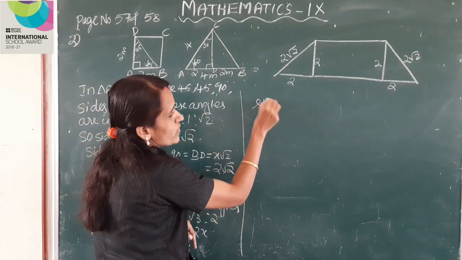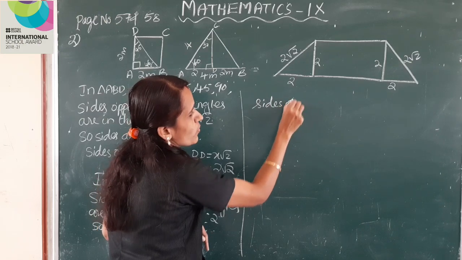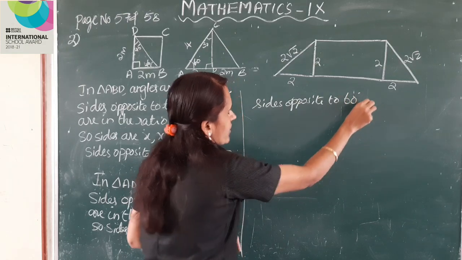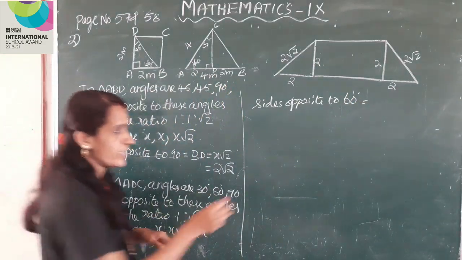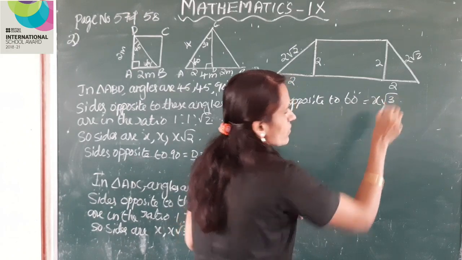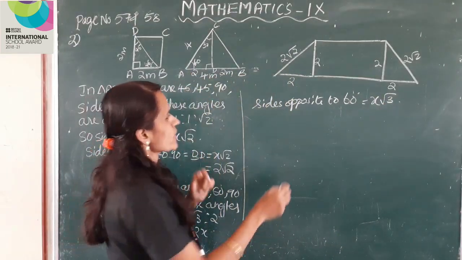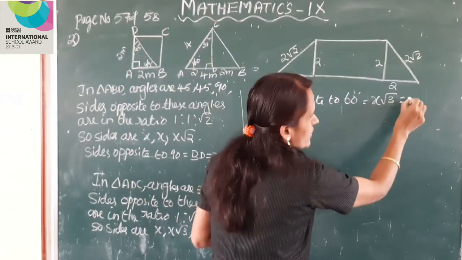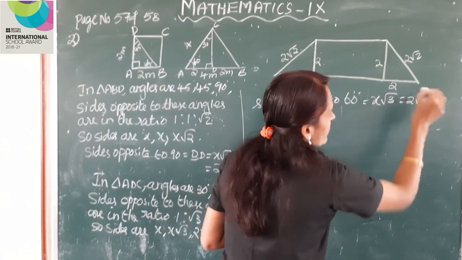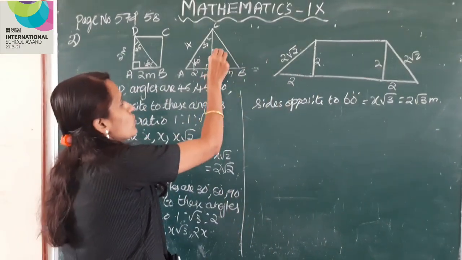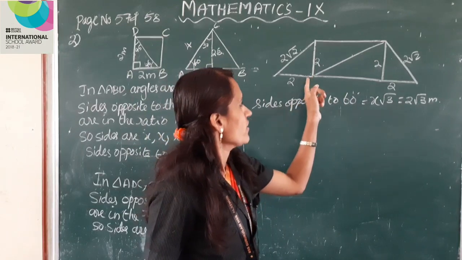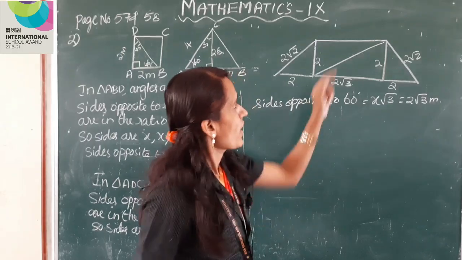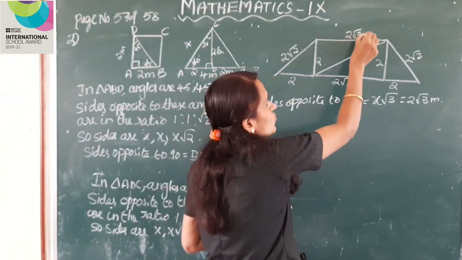So sides opposite to angle 60 degree is x√3. So here x is what? X is 2. This is equal to 2√3. Okay, 2√3. So here this distance is 2√3 and this is also 2√3.